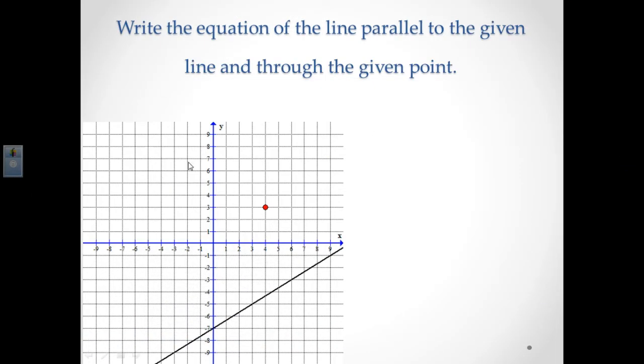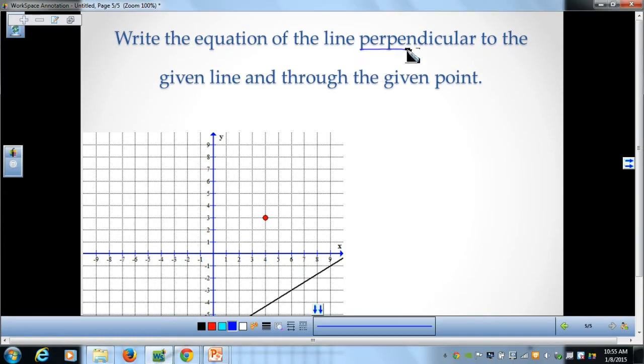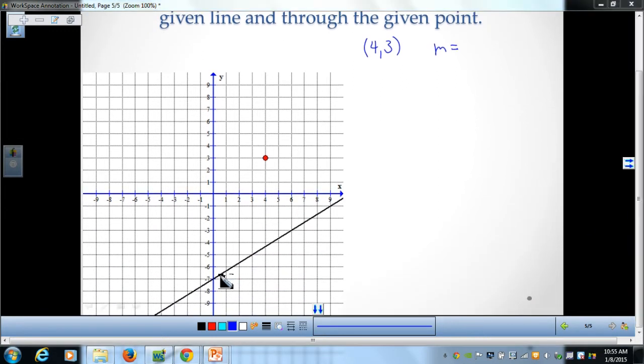Now let's look at the same situation, but now we want to write the equation of a line that is perpendicular to the given line and through the given point. So once again, our given point is (4, 3), and we need a new slope. So once again, if we go down, let me scroll here, we're going to find two corner points. This is the exact same problem as before. So our rise is 2, and then our run is 3. So the slope is 2/3.